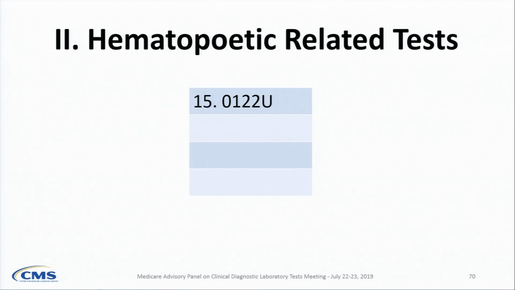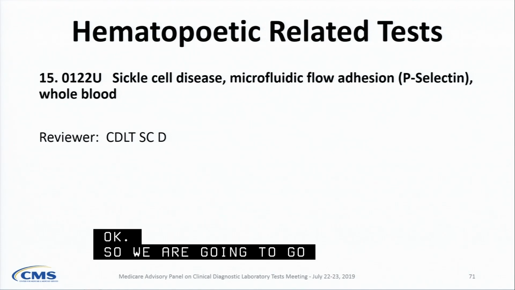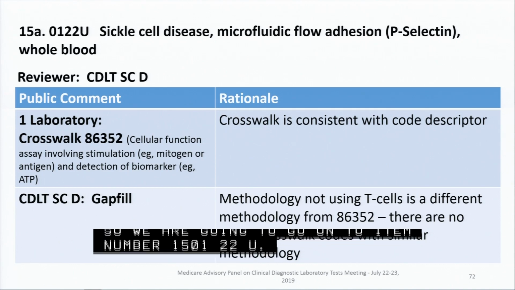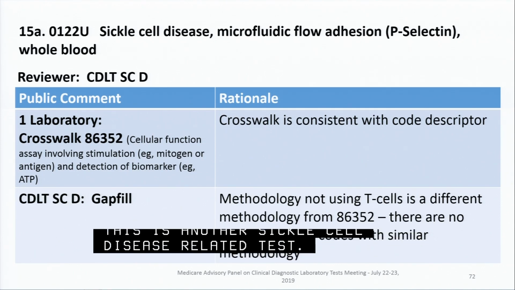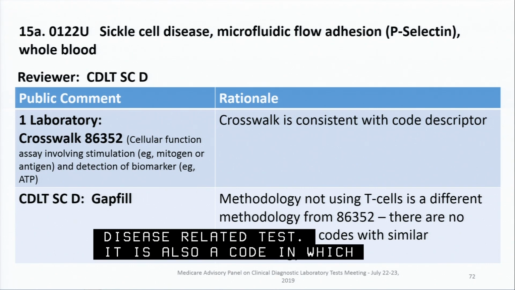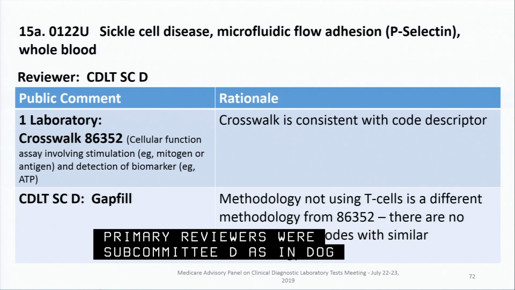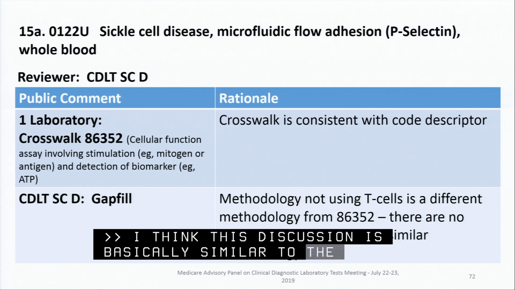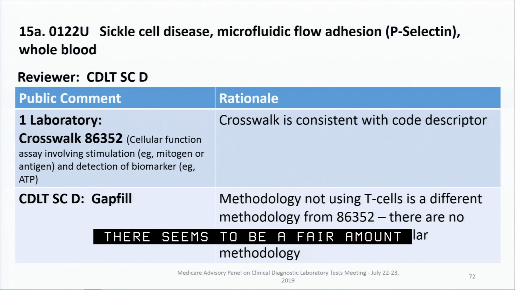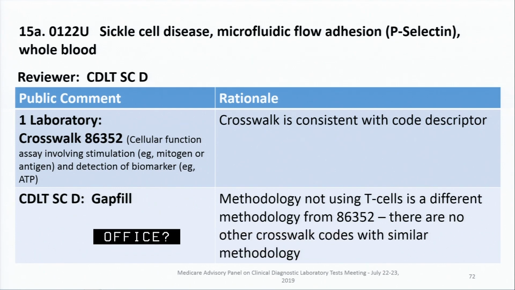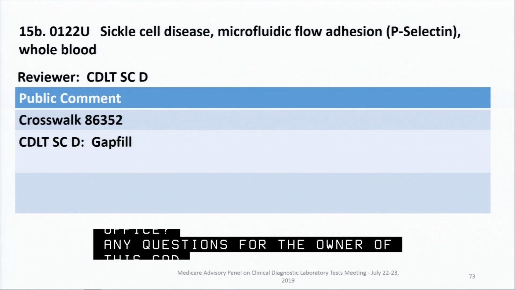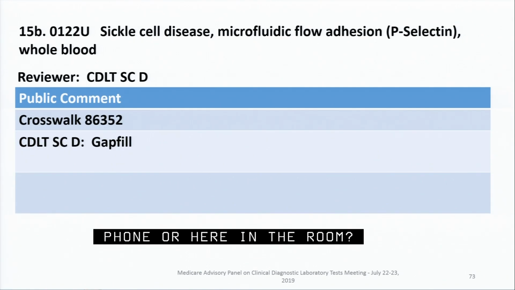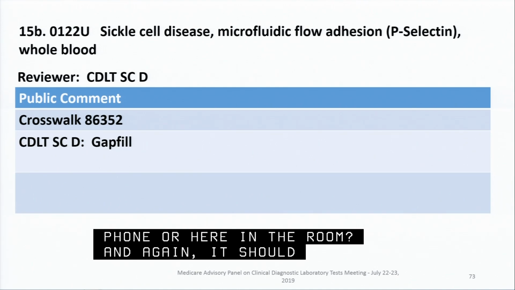Okay, so we're going to go on to item number 15. It's 0122U. This is another sickle cell disease related test, and it is also a code in which the primary reviewers were Subcommittee D. I'm not sure if Dr. Hamilton wants to start the conversation. Well, I think this discussion is basically similar to the previous one, and there seems to be a fair amount of disagreement, so I think we would stick with the gap fill recommendation. Okay, any questions or comments from the people on the phone? The folks here in the central office? Any questions for the owner of this code from those on the phone or here in the room? All right, and again, another error on my part, it should say ballot items. Your crosswalk is 86352 and gap fill.